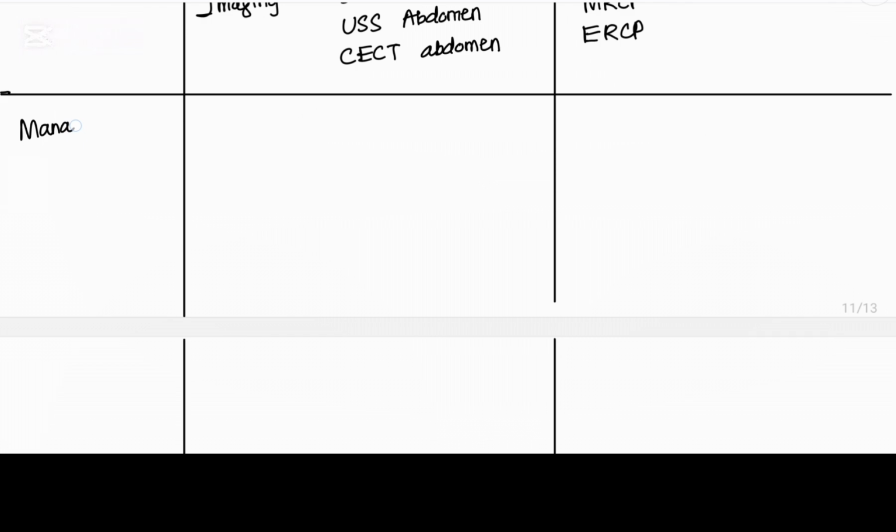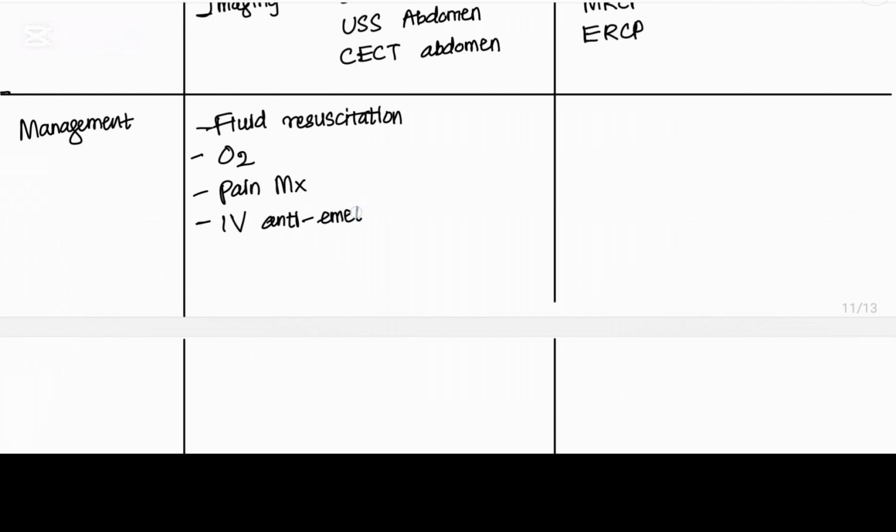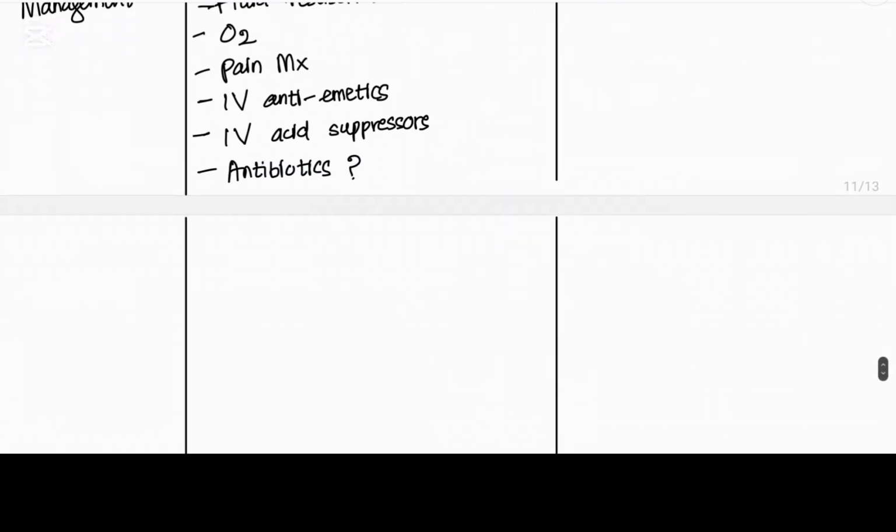So now we look into the management part. When managing acute pancreatitis, basically we have to do fluid resuscitation. Depending on the patient, we'll have to give blood, also oxygen, pain management, IV antiemetics, and then IV acid suppressors, proton pump inhibitors, and antibiotics if there's any underlying infection. And then there might be some surgical intervention that we'll need to do if there is any gangrene or necrosis. We'll have to remove those, because if not, it can be a harm to the patient.